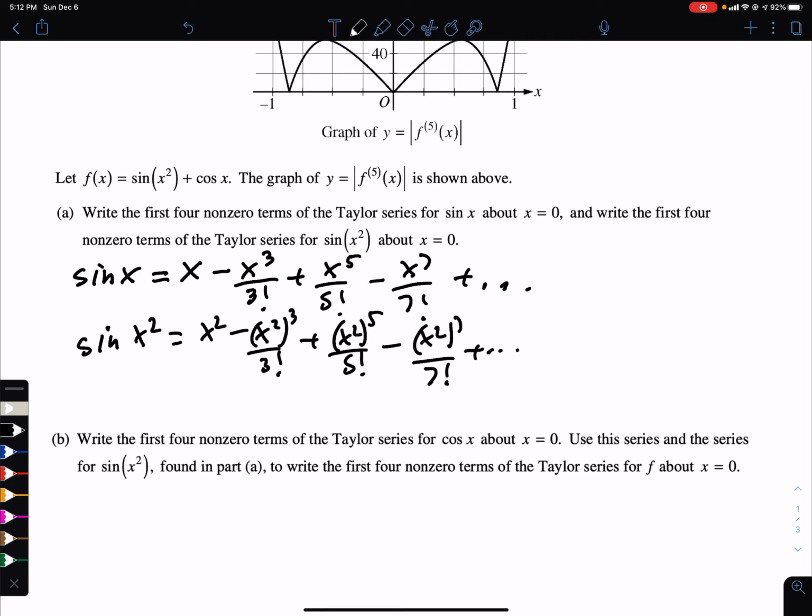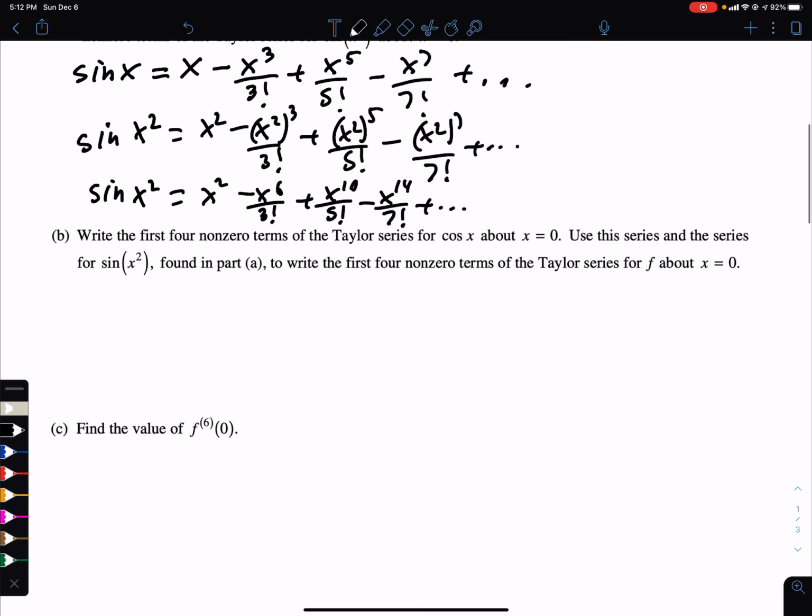Now, one side note, that answer I left there is not sufficient. That is not the form of a Taylor series. You shouldn't have a power to a power. It should just be a single power. So we need to simplify this and rewrite it like so: x to the 6th over 3 factorial, x to the 10th over 5 factorial, x to the 14th over 7 factorial. That is a proper form.